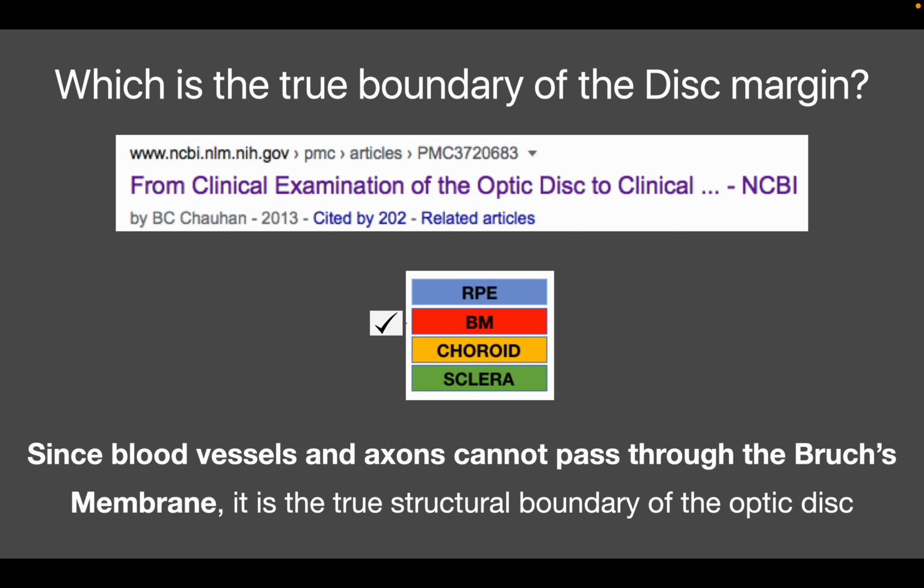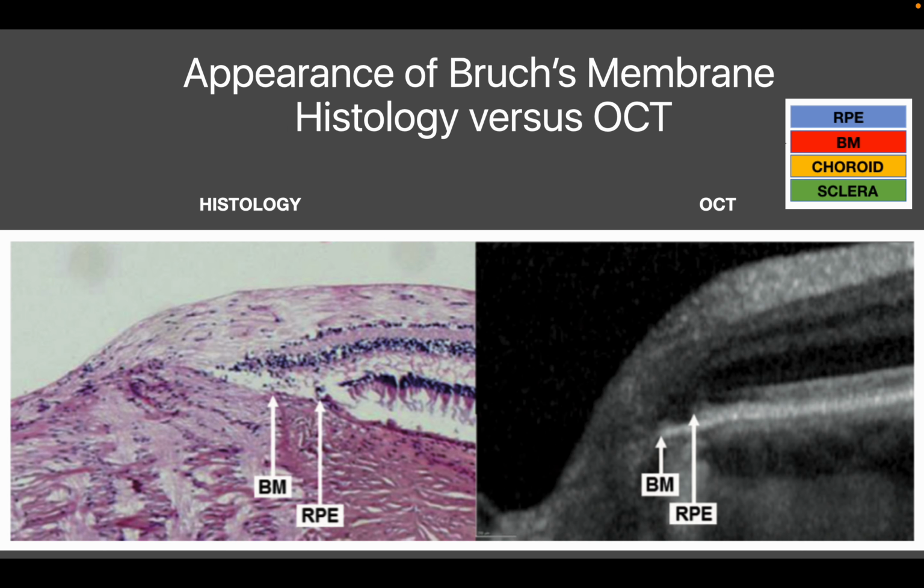So which is the true boundary of the disc margin? Since the blood vessels and the axons cannot pass through the Bruch's membrane, it is the true structural boundary of the optic disc. In histology, how the Bruch's membrane will appear, and in OCT, how it is appearing.